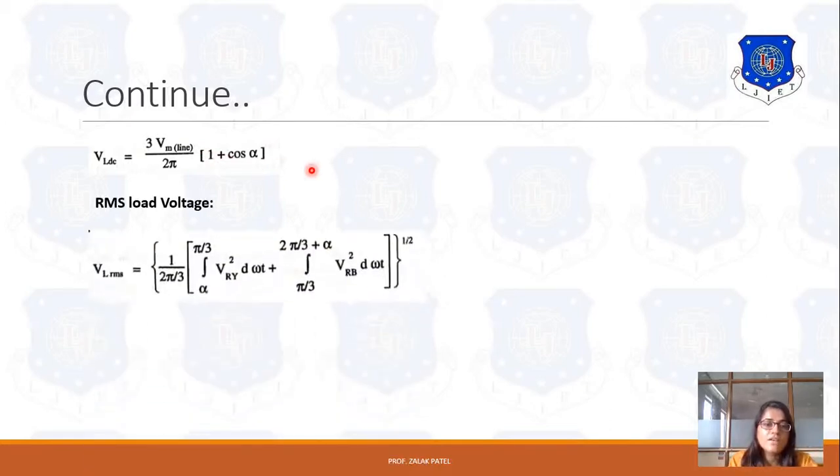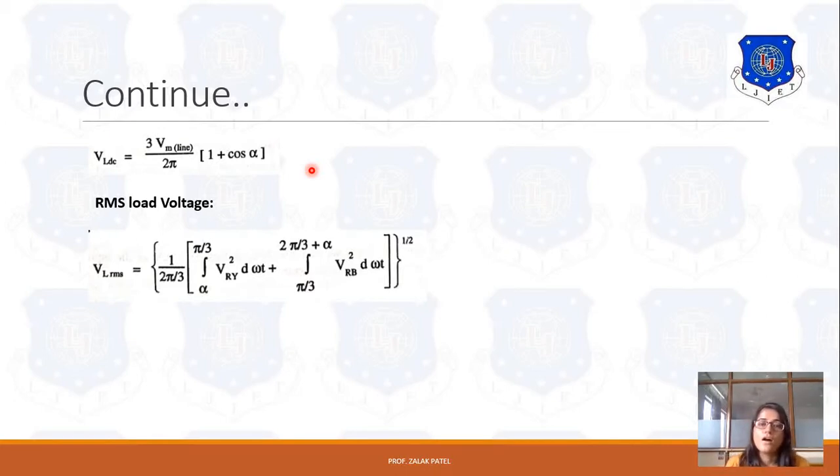Now RMS load voltage. For RMS load voltage, you have to take the square of the voltage, and then take the 1/2 power of it, meaning the square root of the particular voltage equation. So this is how you can find the RMS voltage.